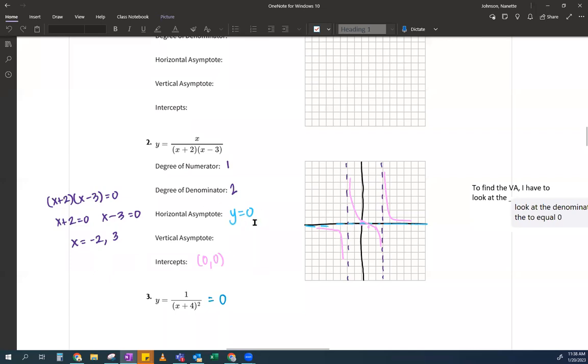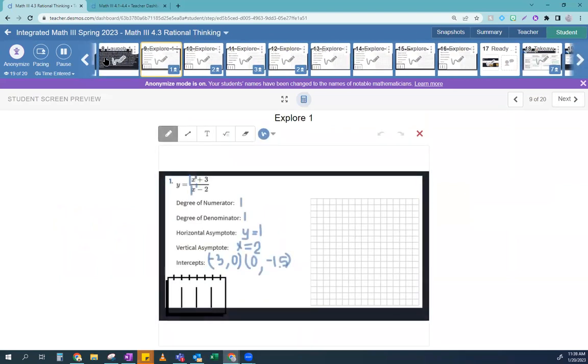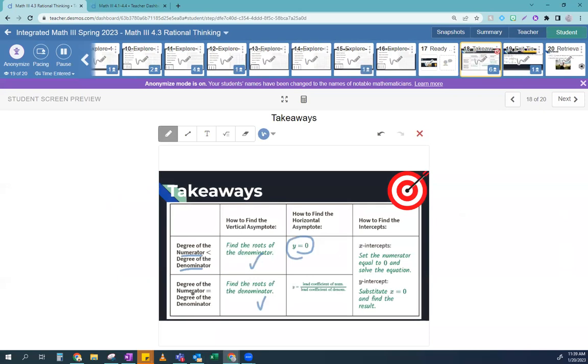Y equals 0. Okay, and then I have to go back here because I didn't take notes on my notebook. I think we were here. No, we were here. Yes, number 1, right? If you look at this one, the denominator didn't win. That's why our asymptote is not 0. Okay, Miss Johnson, then what is it? If the numerator and the denominator are tied, you take the leading coefficient divided by the leading coefficient.